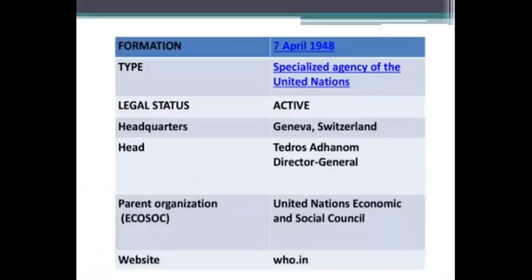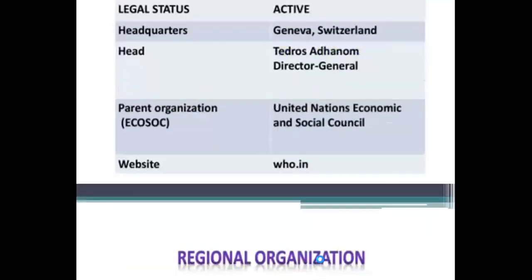Now, WHO. WHO was formed on 7 April 1948. It is a specialized agency of the United Nations. Its legal status is active. Its headquarters is located in Geneva, Switzerland, and its head is Tedros Adhanom, Director General. The parent organization is the United Nations Economic and Social Council, and its website is who.int.